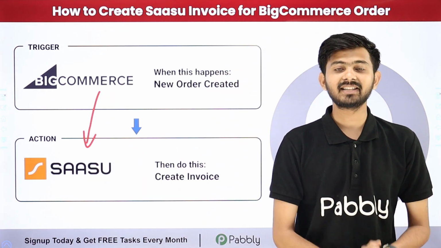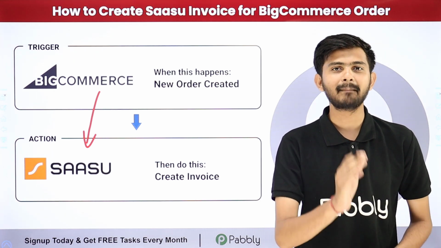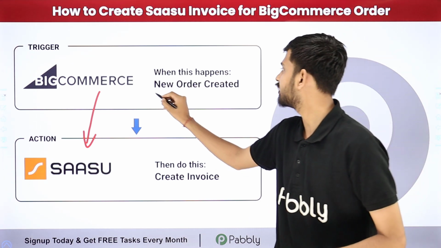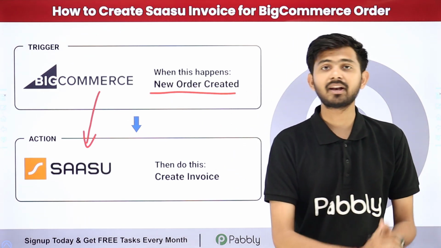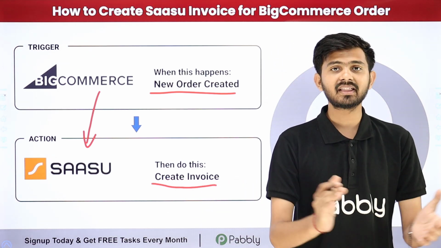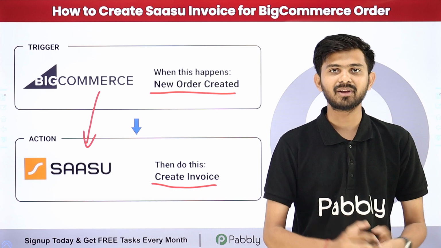For building this connection, I'm going to use Pabbly Connect, which is an amazing software for automation and integration. Now with Pabbly Connect, whenever I receive a new order through BigCommerce, I'm automatically going to create an invoice in Saasu. So how am I going to build this connection? For that, let me take you to my computer screen.